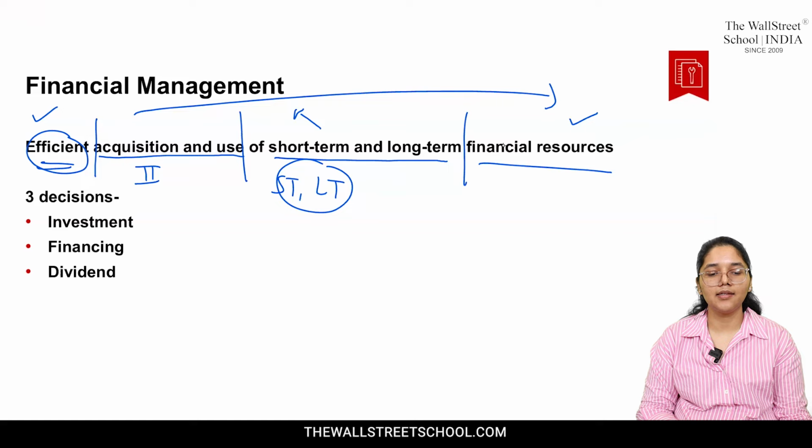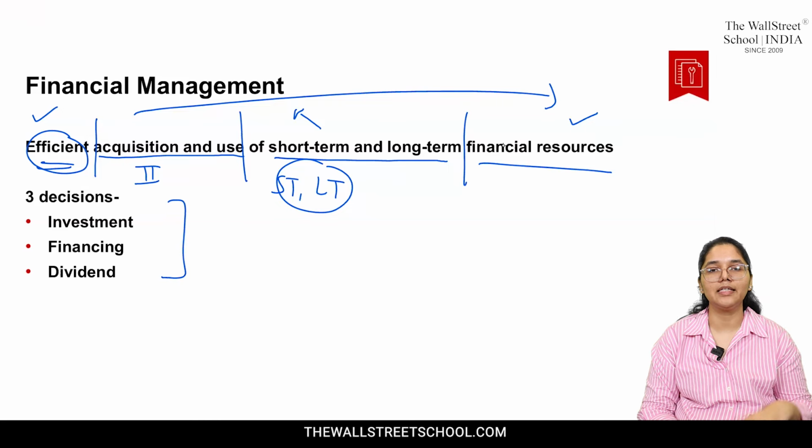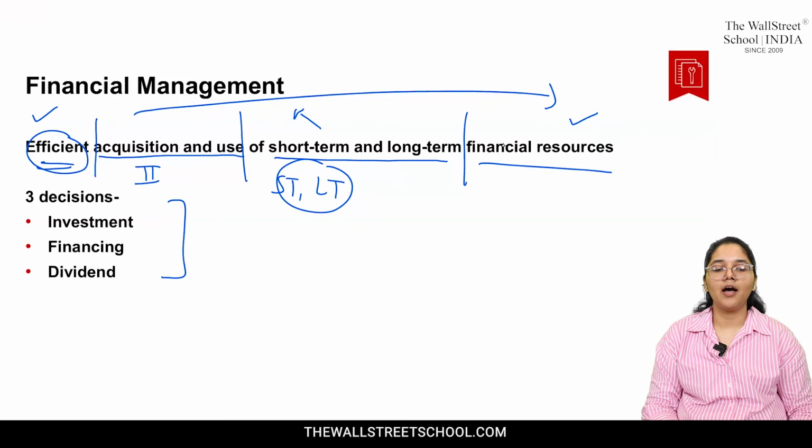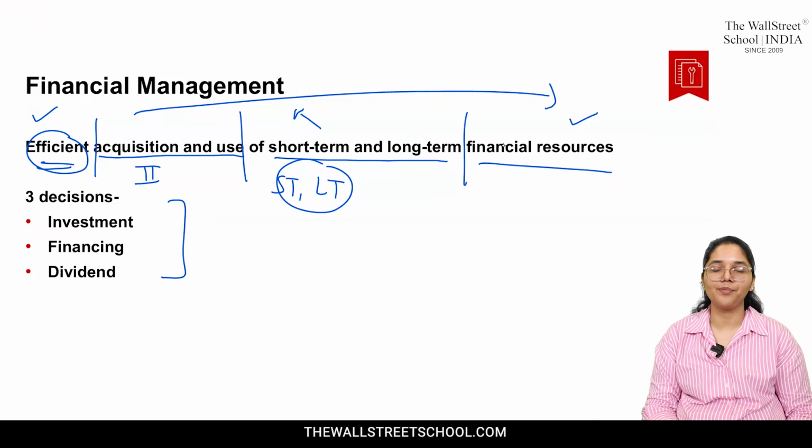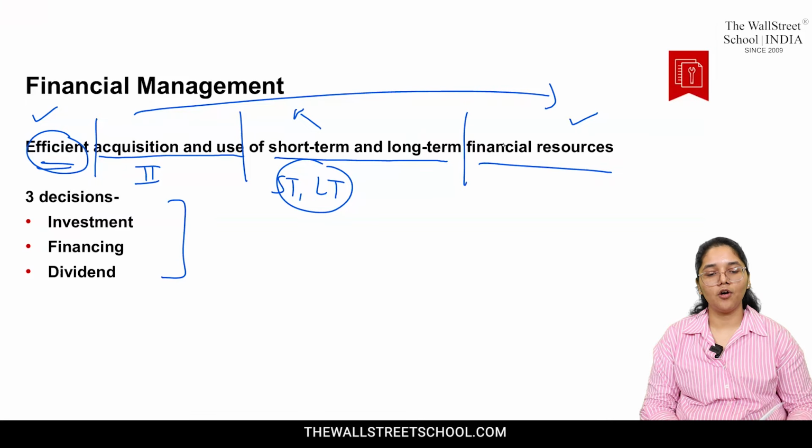Now head towards the three decisions which are under the ambit of FM. So if you have studied these decisions before, then it's good. If not, we are going to break it down right from the beginning. So there are three primary decisions that we talk about in FM. First, I will start off with explaining you the financing decision.